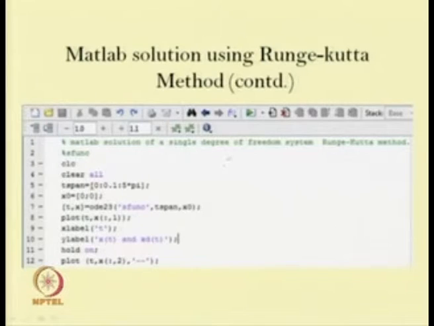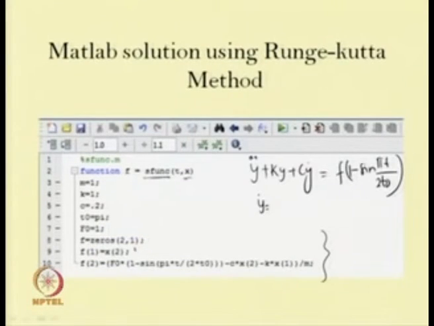So, this is the main file. In this main file, this is the function file in which we have written the first function. This represents y double dot, and this is y dot. So, y dot equal to x 2 and y double dot equal to this function.